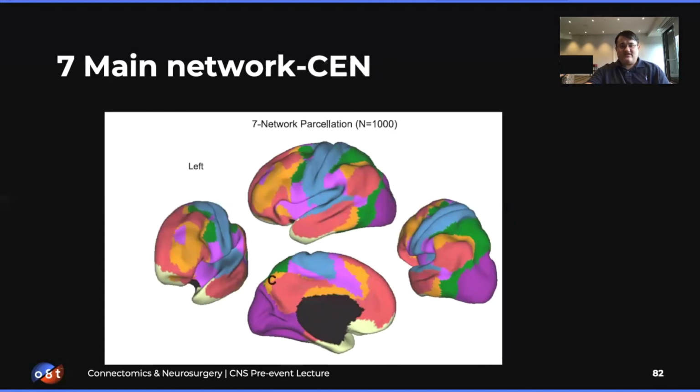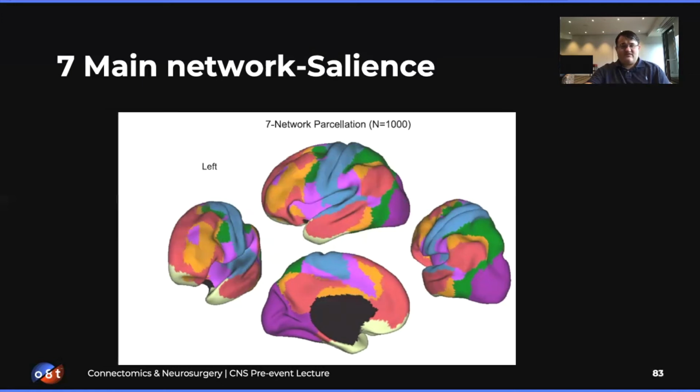Oh, it's CEN. It starts posterior, has that V structure, comes onto the lateral surface, heads down towards the insula, goes back to the inferior parietal lobule near the interparietal sulcus, and then goes down to the temporal lobe. Same pattern. And the salience network starts in the back, has this V, heads down towards the insula.